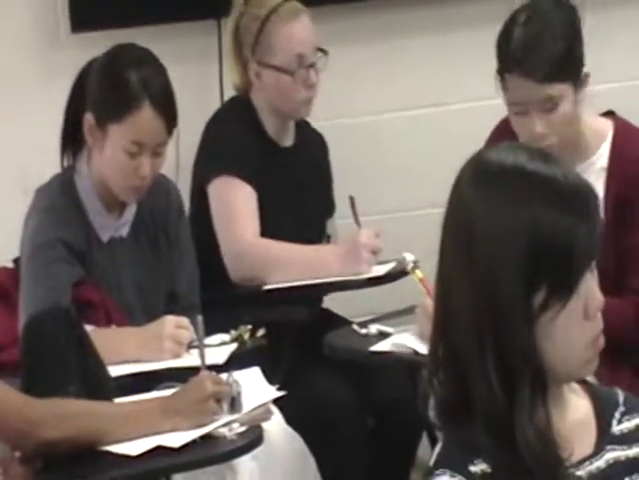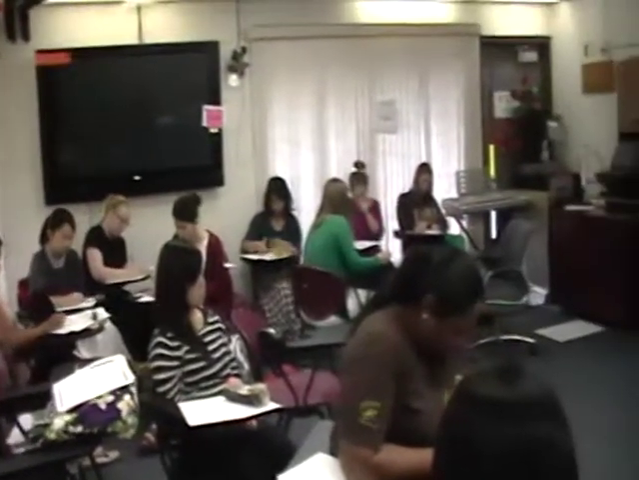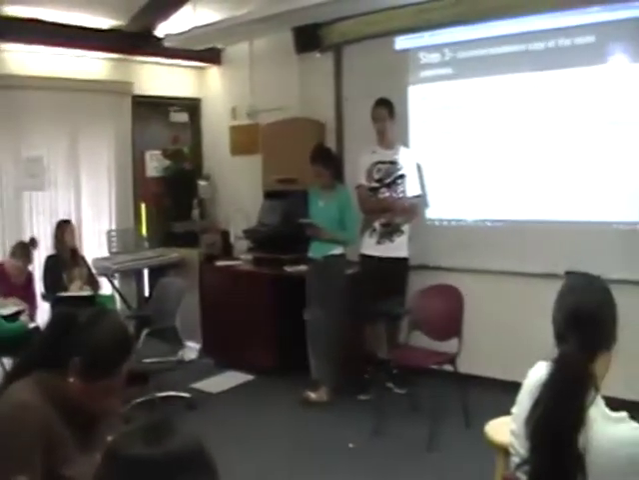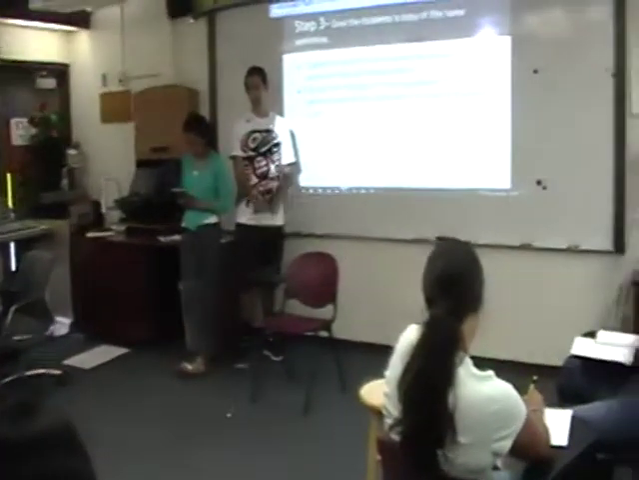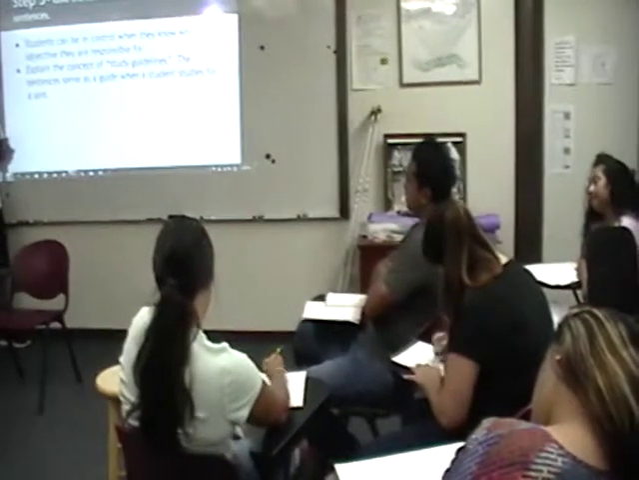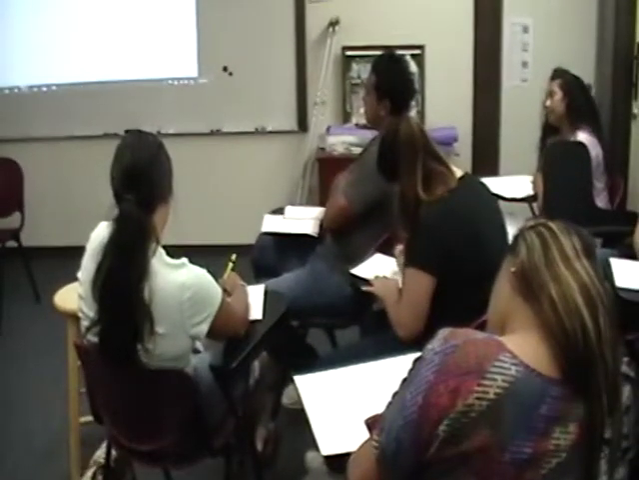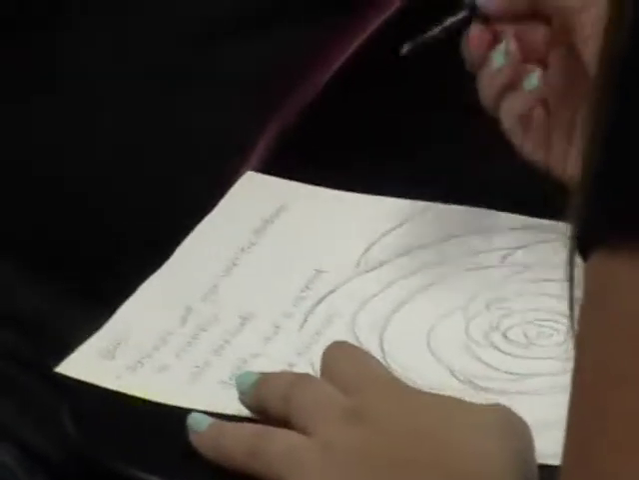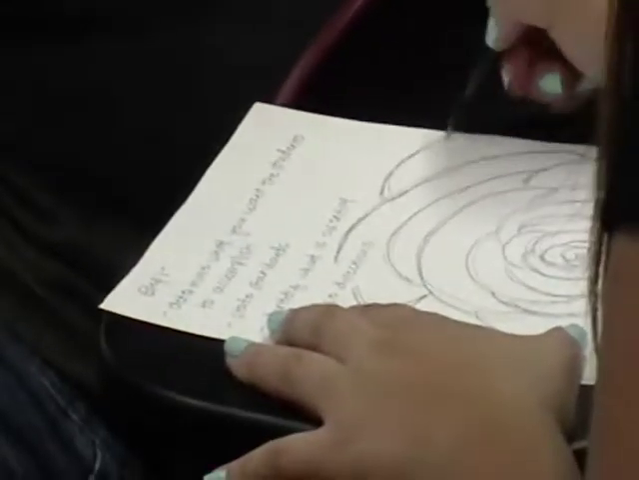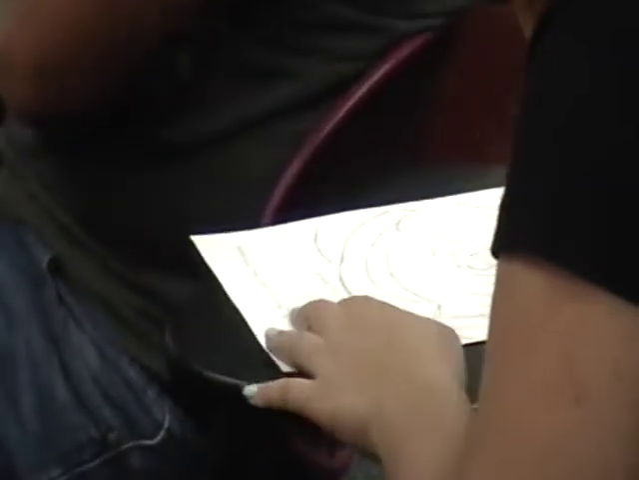So I'll go through the bullets. Students can be in control when they know what objectives they are responsible for. So kind of going back on what Seth was saying with step 2 with the verbs, the action words, those help students know what they need to do. And when they know what to do, they pretty much take action and do the assignment. They know what they're responsible for. And second one, explain the concept of study guidelines. The sentences serve as a guide when the student studies for a unit.